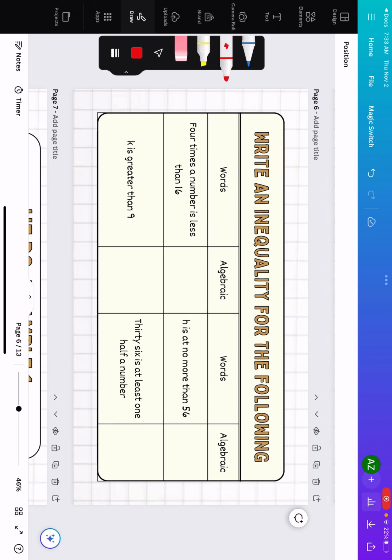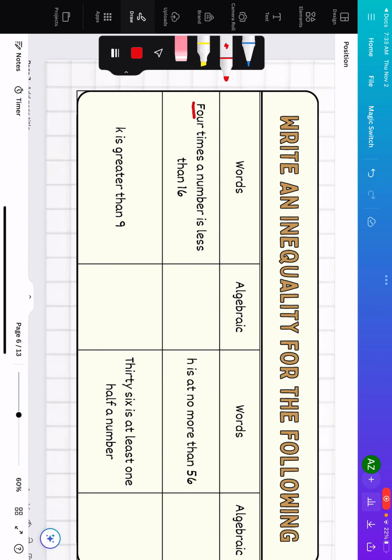So over here, we're going to go ahead and do two of these together. You can do the other two on your own. It says 4 times a number is less than 16. So 4 times a number. We don't know what that number is, so that's going to be the x. We know that we're multiplying by 4, so that's 4x. Now, this is what I want to focus on today. Less than. So this is my less than symbol, 16.